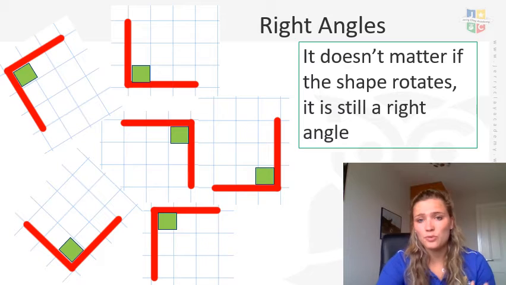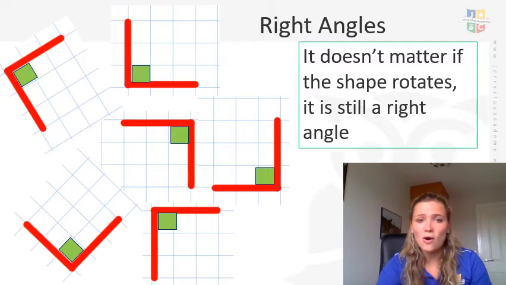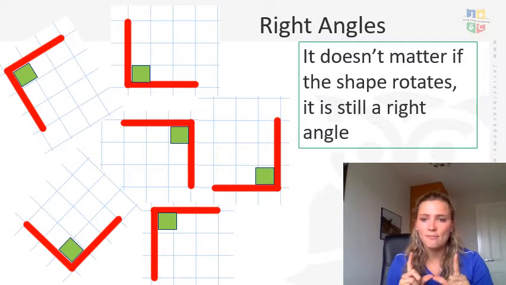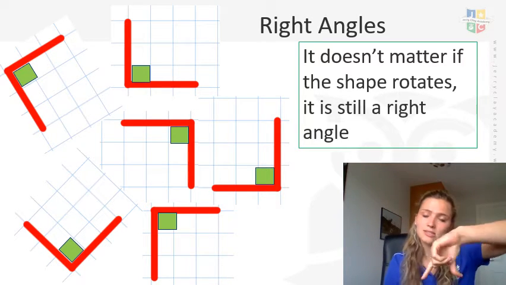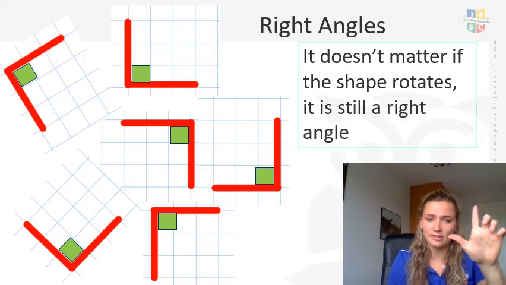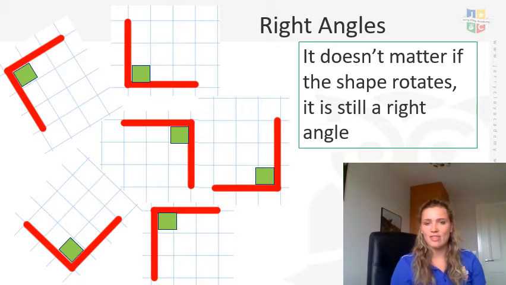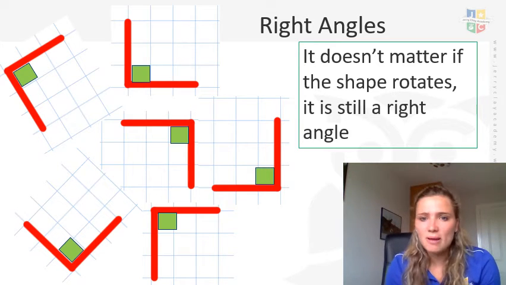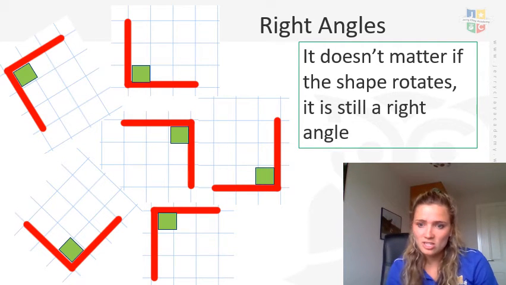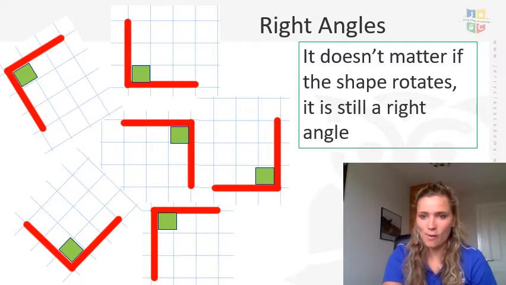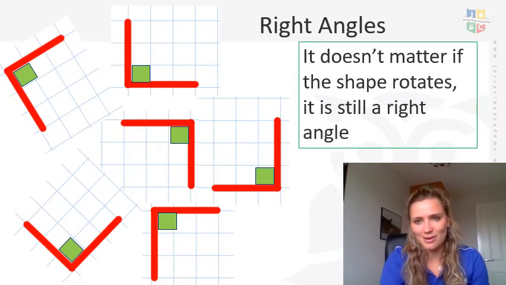It doesn't matter which way the shape is, as you can see here, all of these show right angles. They're not all upright, they're not all L's facing the right way, but they're all tilted on the side. So if you actually put your finger as an L, you can actually put these on the screen to see that they are all L's. So it doesn't matter if the shape rotates or changes in direction or shape, as long as there is still a right angle where a square would fit, it would still be a right angle.